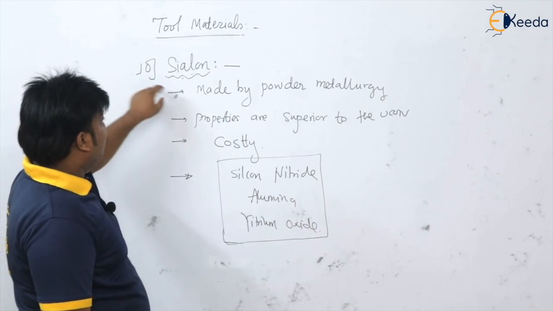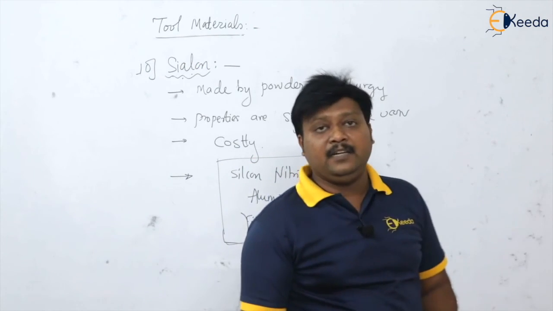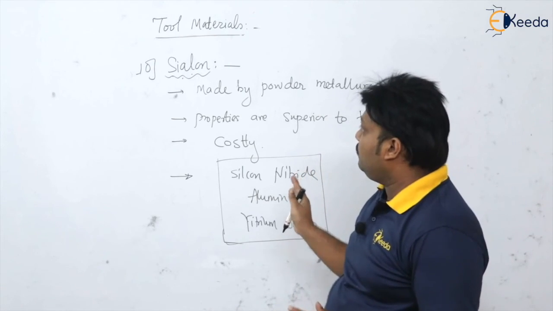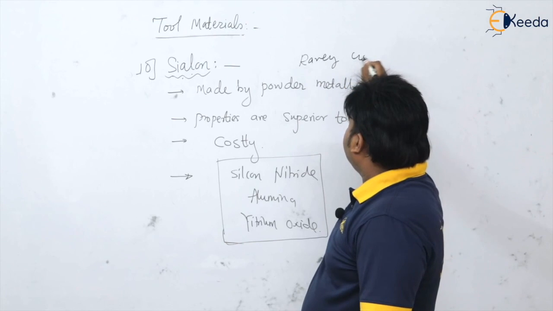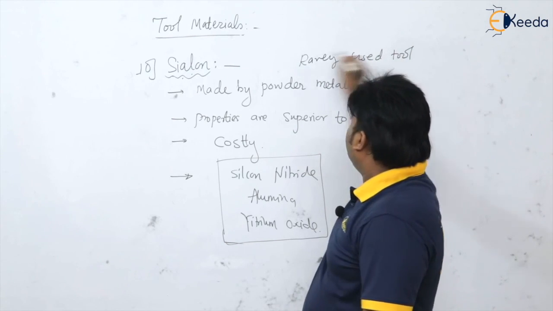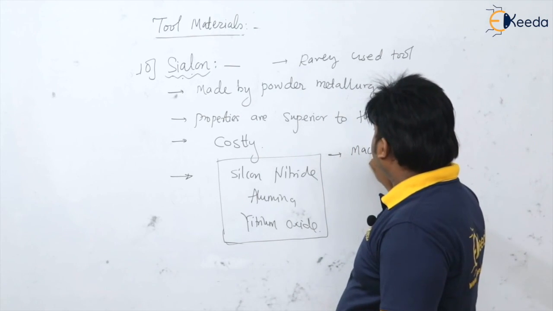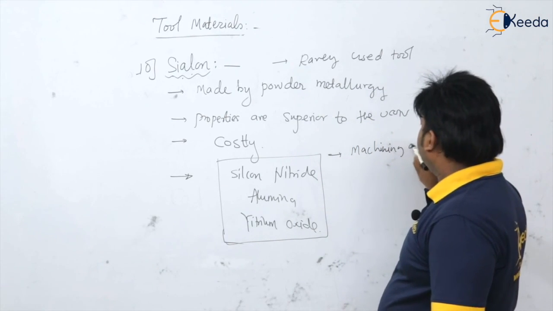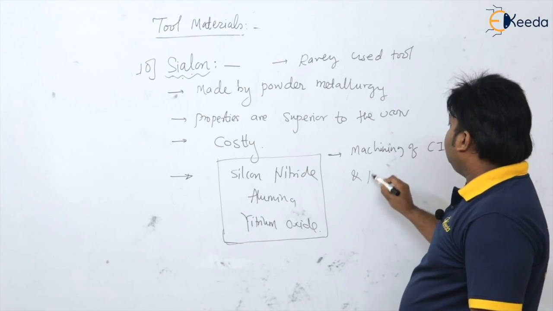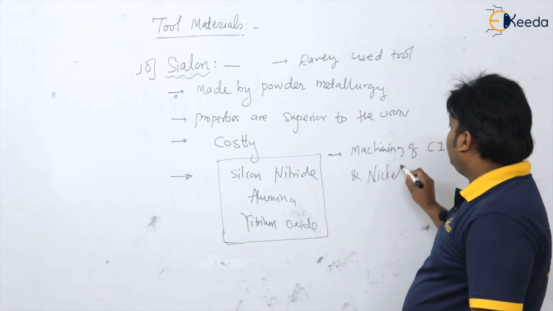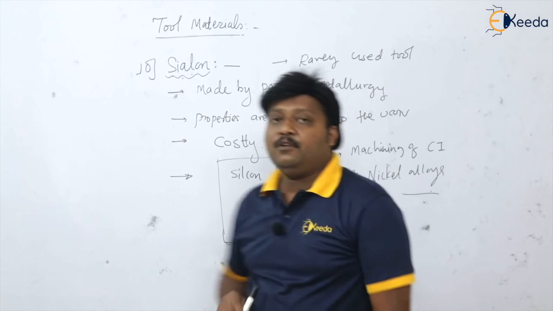You can see the name here, Cialon. If you look at the use of the Cialon, this is a very rarely used tool. It is generally used for the machining of cast irons and sometimes nickel based alloys. So this is the information about Cialon.